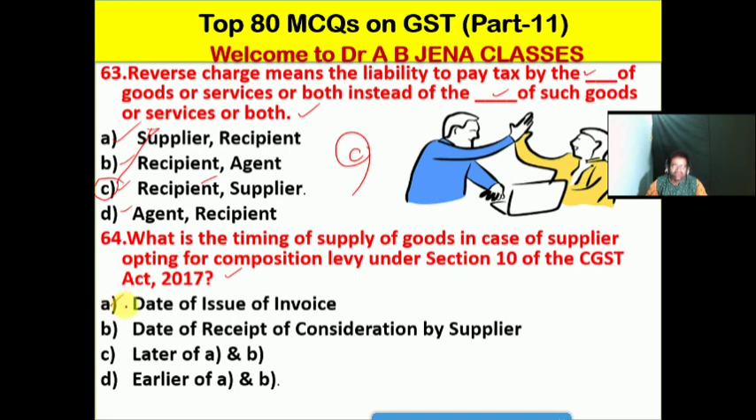A, it's the date of issue of invoice. B, it's the date of receipt of consideration by supplier. C, it's the latter of A and B. D, it's either of A and B. So friends, D is the right option for this MCQ. This is the timing of supply of goods in the case of a supplier opting for composition levy under Section 10 of the CGST Act 2017. Friends, so D is the right option for this MCQ.